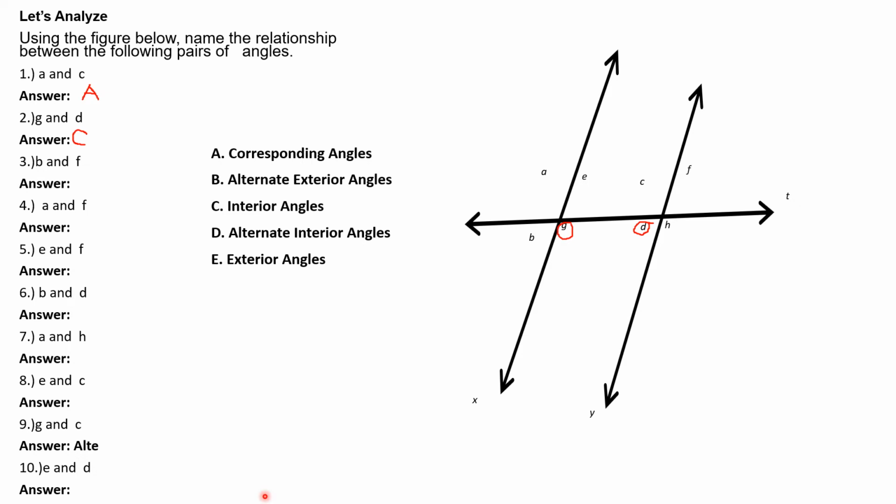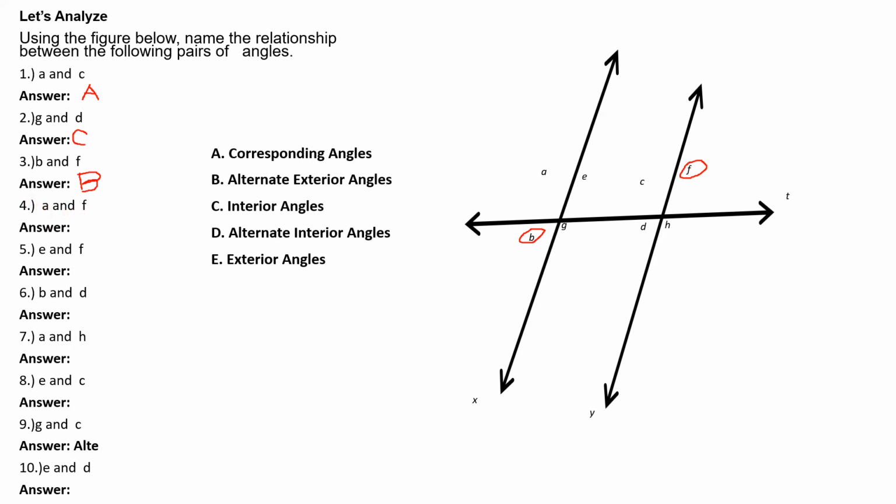How about we have number 3, B and F. So we have angle B and angle F. We have here angle B and then angle F. So angle B is an exterior angle and angle F is also an exterior angle, but they are located at the different side of our transversal line. That means they are alternate exterior angles. So our answer for number 3 is letter B. Okay, very good.